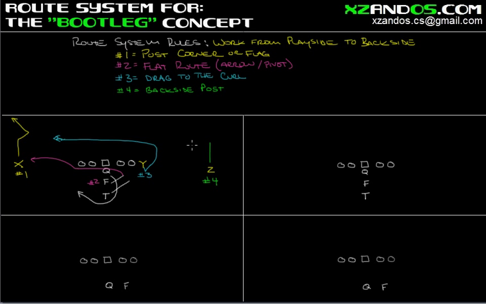Cover 3 would probably be optimal as far as running the skinny post. If we want to run a true backside post, a cover 2 or a cover 4 is going to be a nice defense to run this against.